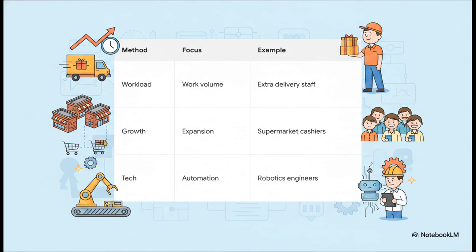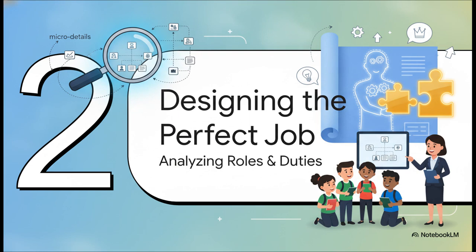Or consider technological forecasting. If your manufacturing firm is automating its production line, well, you aren't really hiring traditional assembly line workers anymore. You're going to need robotics engineers. The key takeaway here? You absolutely have to match your forecasting method to the reality of what your business is doing. Moving right along to Section 2, designing the perfect job.